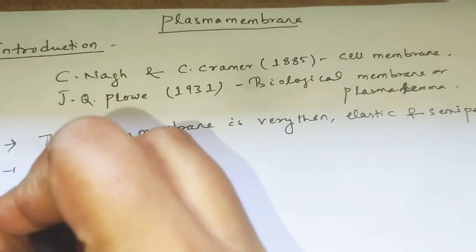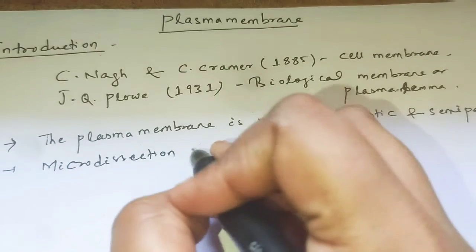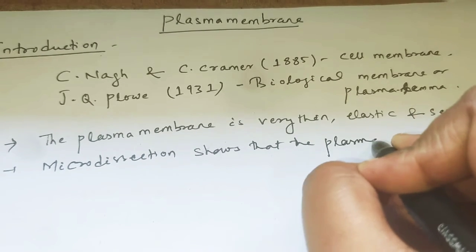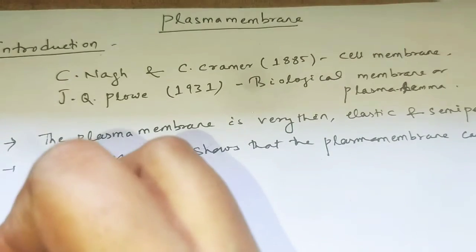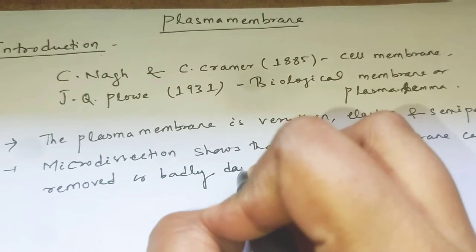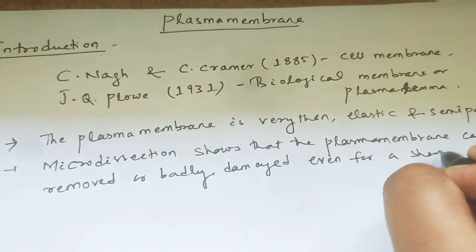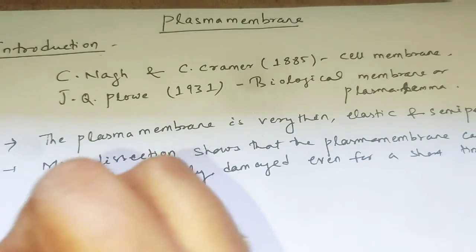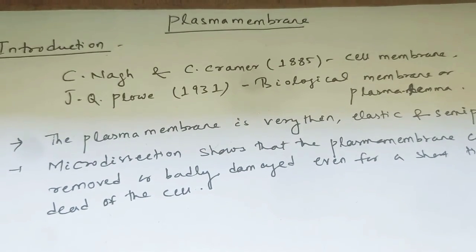See here, microdissection shows that the plasma membrane can't be removed or badly damaged even for a short time without death of the cell. Clear? Okay, this is our second point.